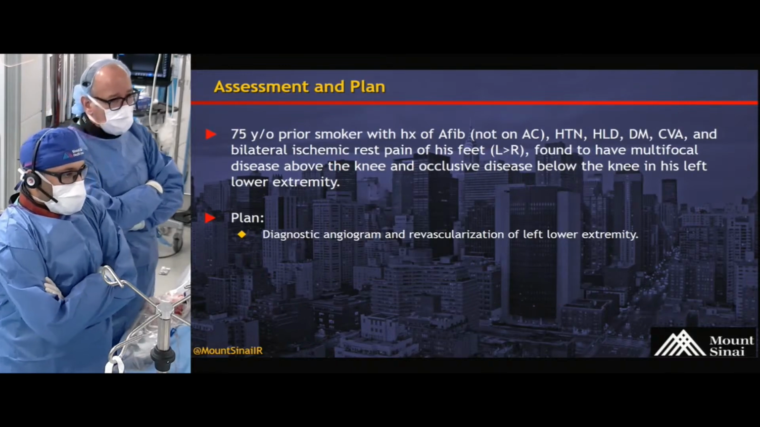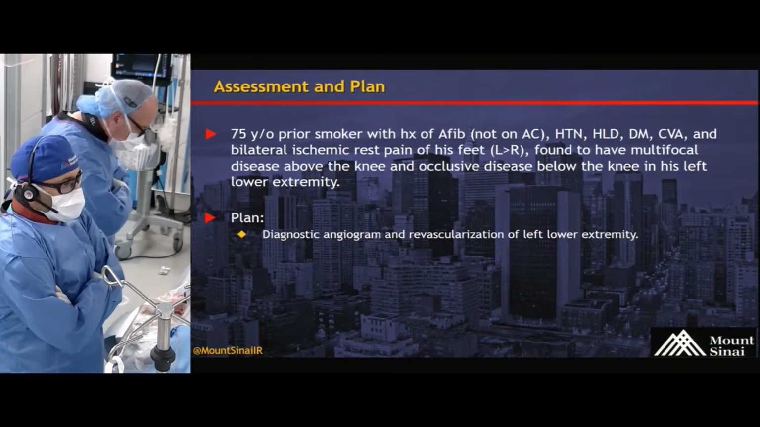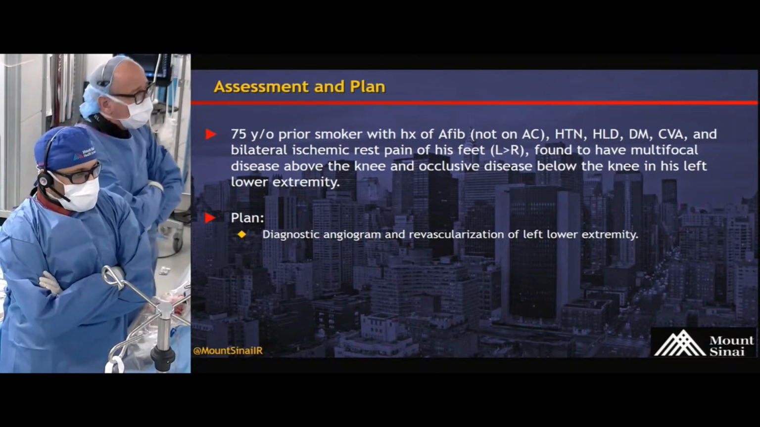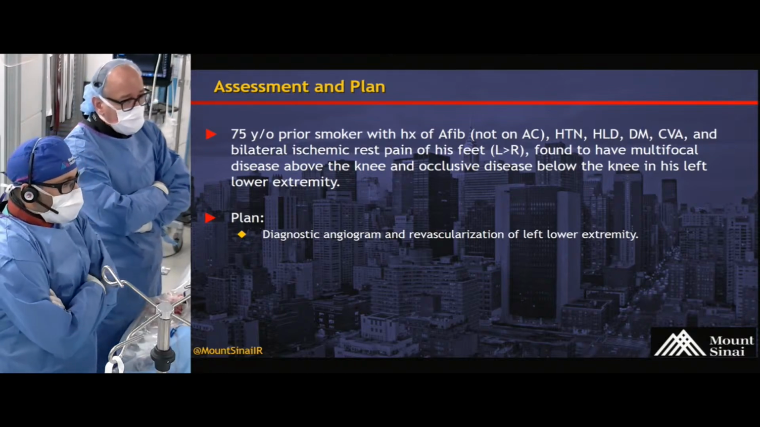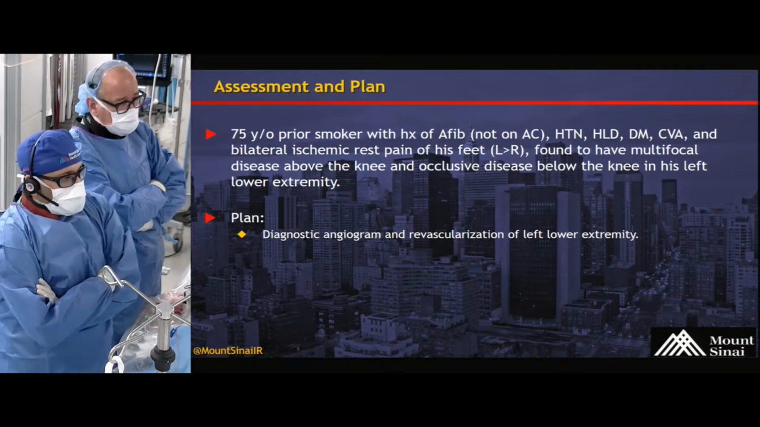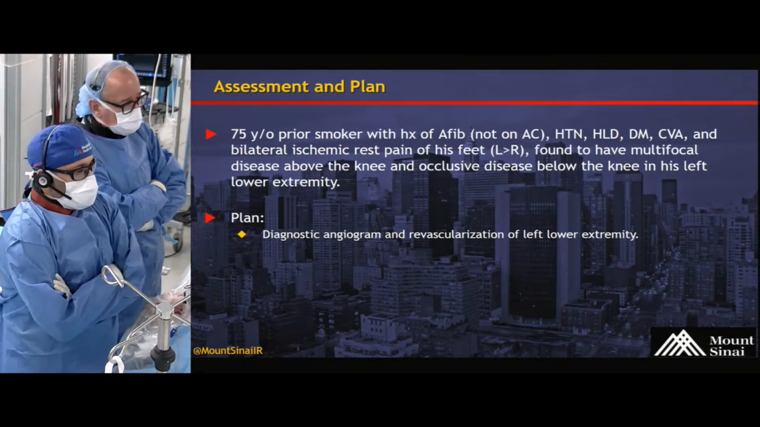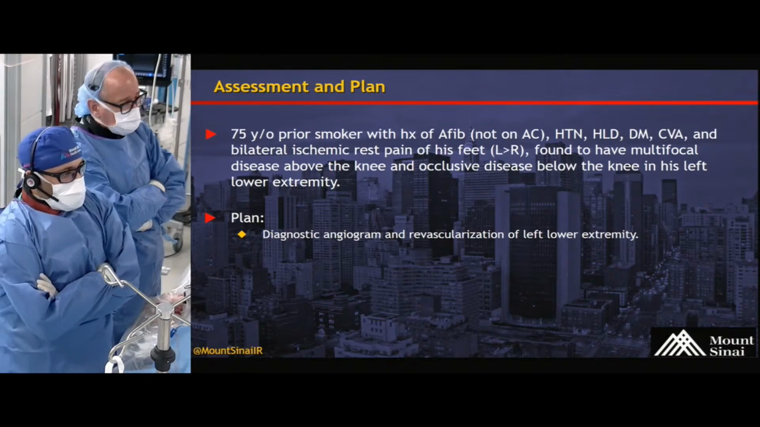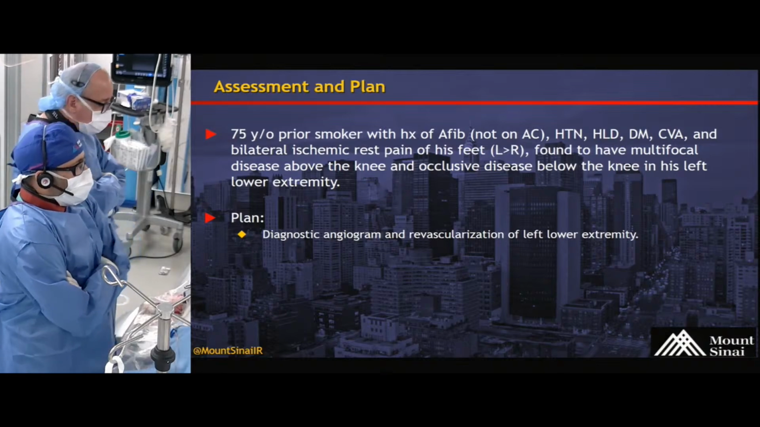Next slide. So in summary, this is a 75-year-old prior smoker with a history of AFib, not on anticoagulation, hypertension, hyperlipidemia, diabetes, CVA, and bilateral ischemic rest pain of his feet, more predominant on his left, found to have multifocal disease above the knee and occlusive disease below the knee in his left lower extremity. The plan for today is a diagnostic angiogram and revascularization of his left lower extremity.